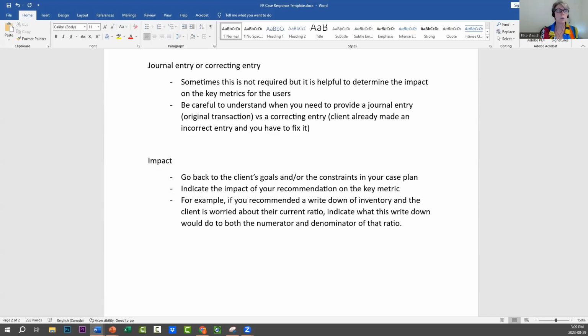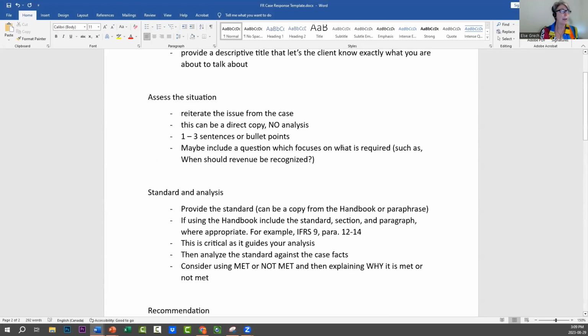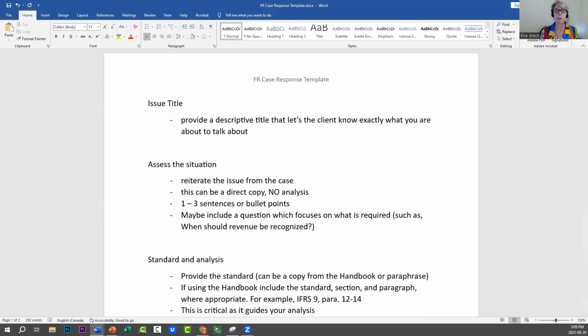And then what you're going to do is you're going to go back up to the top and you're going to start this whole process over again for the next issue.